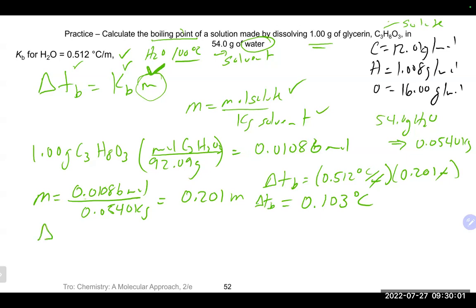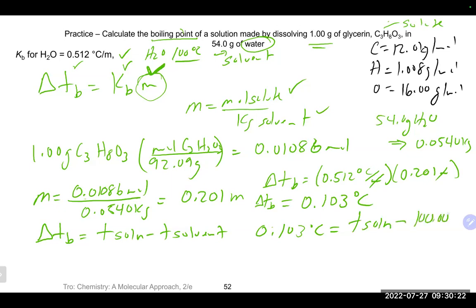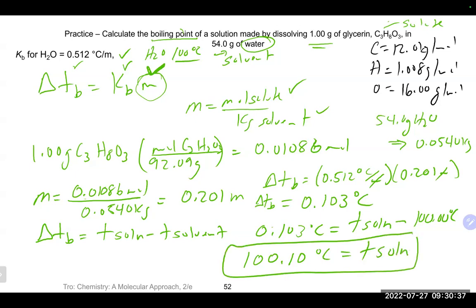So once again, you need to use our relationship. Because this is boiling point elevation, the solution will boil at a higher temperature, which means we'll actually take the solution minus the solvent in this case. That means that 0.103 degrees Celsius is equal to the temperature of the solution, which is what we're looking for, minus 100 degrees Celsius. Bringing that to the other side will basically give us 100.10 degrees Celsius as the temperature at which this solution would boil. Not a tremendous difference, but it will go up by 0.1 of a degree Celsius.